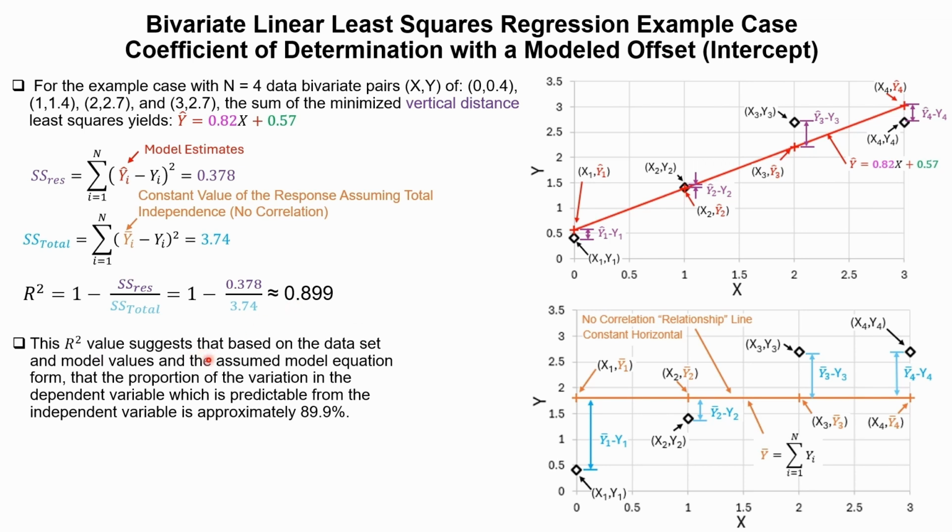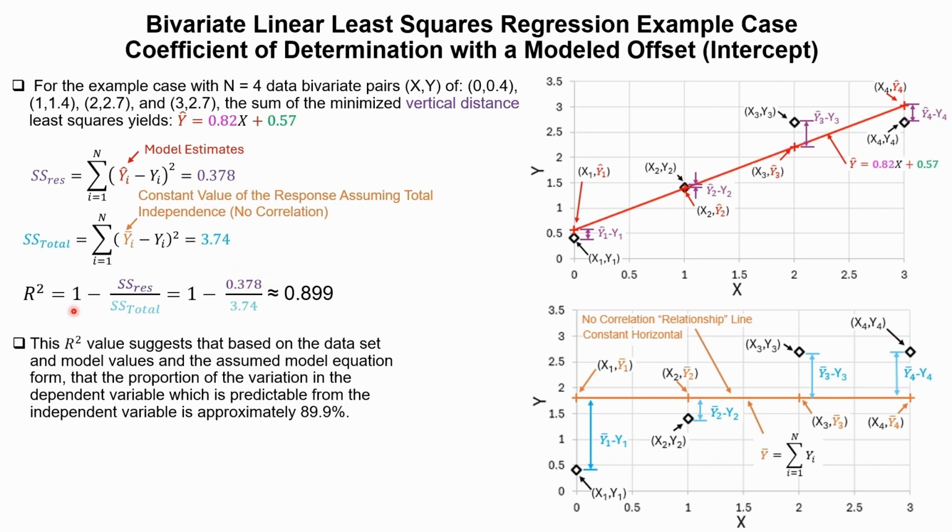This r squared value suggests that based on the model data set and the model values and the assumed model equation form, the variation of the dependent variable y, which is predicted from the independent variable x, is approximately 88.9%. If the sum of the squares of the residuals equals 0, therefore the estimated data points and the measured data points are exactly on top of each other, then this term would be 0 and the r squared would be 1. The opposite end of the spectrum is if the model did no better than just a horizontal constant line, in which case the sum of squares residual would equal the sum of squares total.